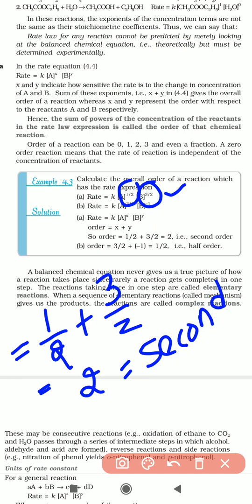So the sum of the exponential powers of the reactants indicates the order of the reaction. If you get 0, it is zero order reaction. If you get 1, that is first order reaction. If you get 2, second order reaction. Like that you calculate.